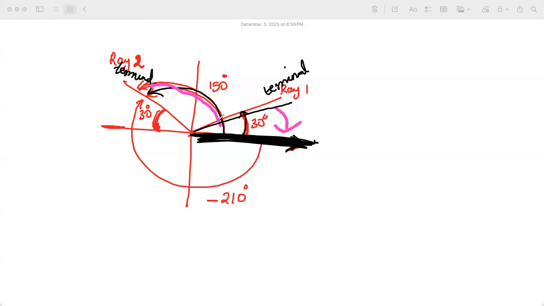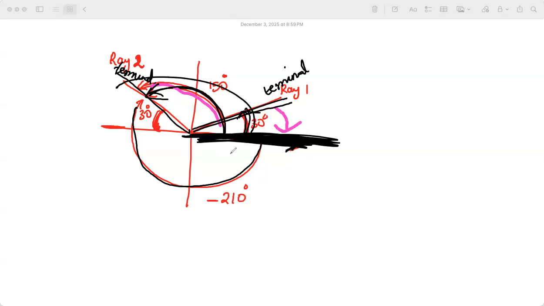See, this is a terminal ray. So this has to go from here. Again, this is a terminal ray. Again, it goes from here. If I want this angle, again the starting point has to be this line. The x-axis is my starting point, whichever direction I go. From there, if you go up, it's positive. If you go down, it's negative. That's it. Make sense? Yeah, it makes sense. Okay.